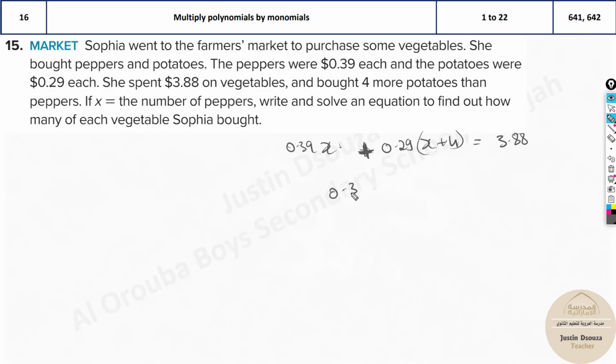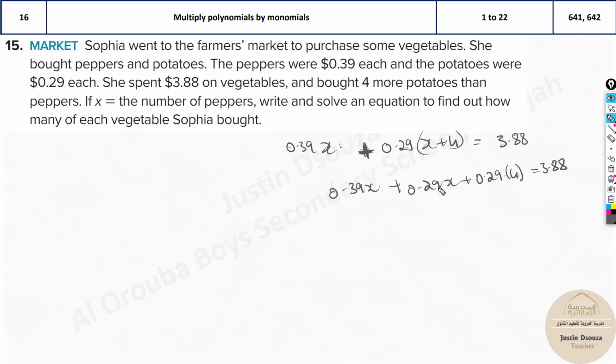How? It's 0.39x, that is the pepper, each pepper, and x is the number of peppers. It can be any number, doesn't matter. Plus potatoes is 0.29 each, but she bought 4 more than peppers, x plus 4. Now I'm just writing the question again. Let me solve it over here. Distributive property, 0.29 times x plus 0.29 times 4 equals 3.88. Now add this up.